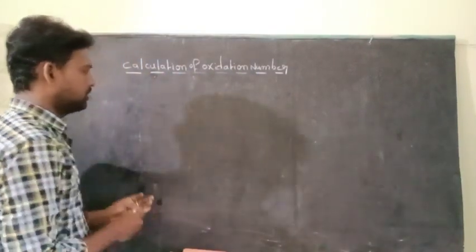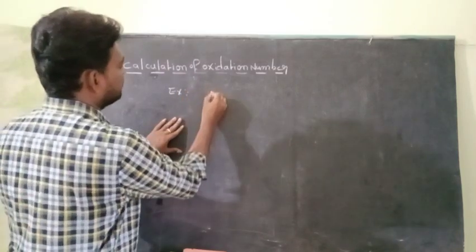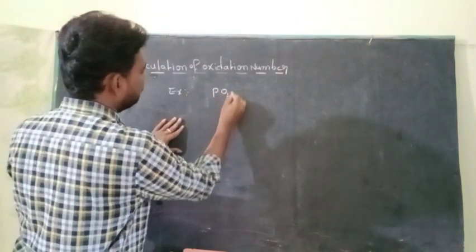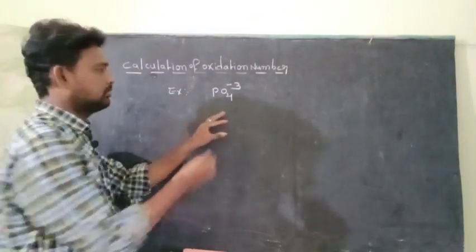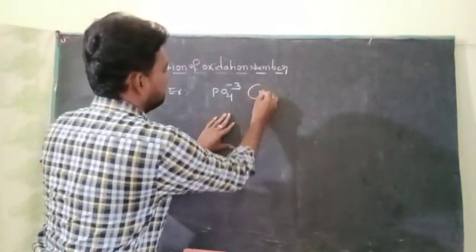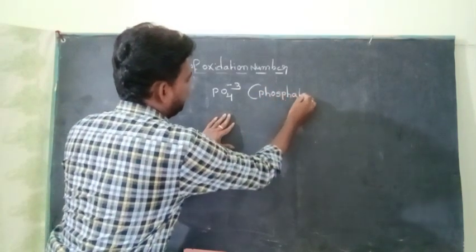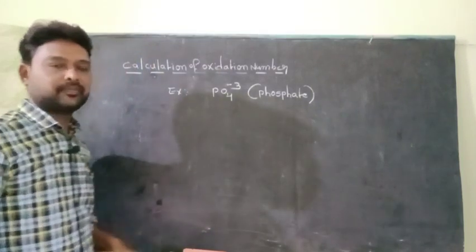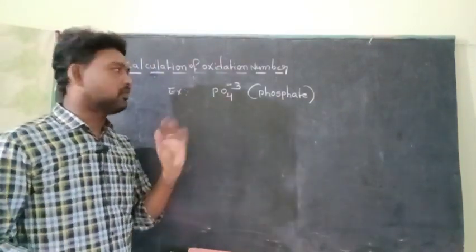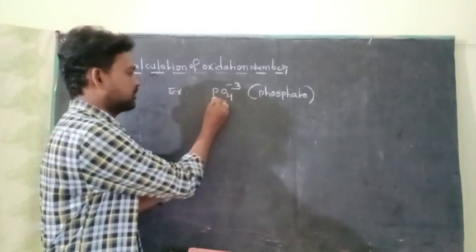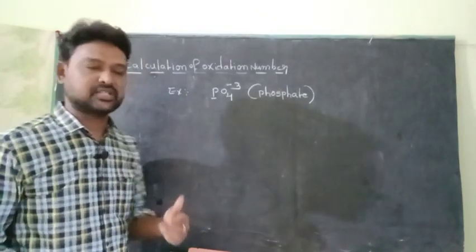For example, PO4 minus 3. This is nothing but the phosphate ion. This name is phosphate. So this is also a compound ion. In this compound ion, what is the oxidation number of phosphorus?